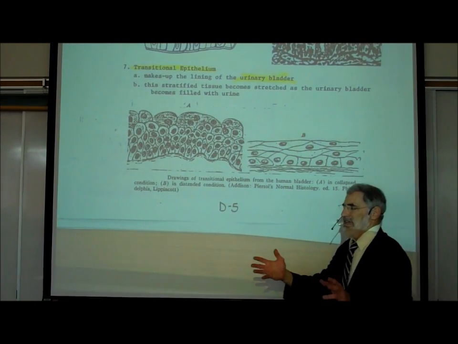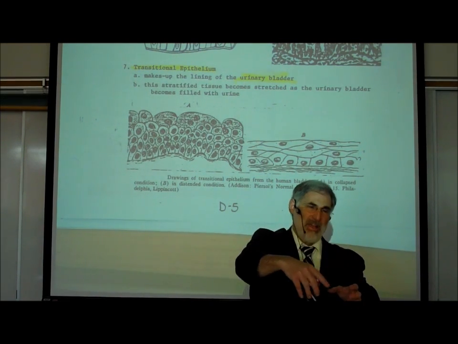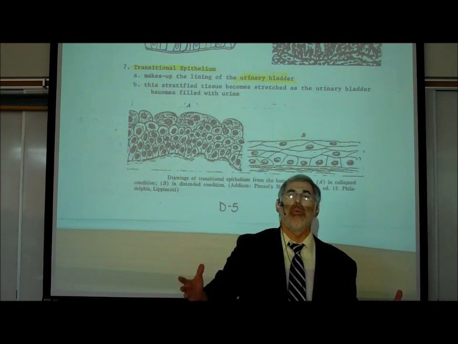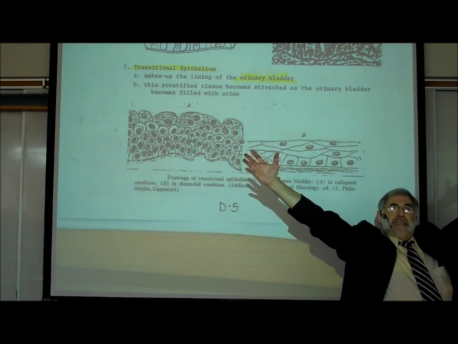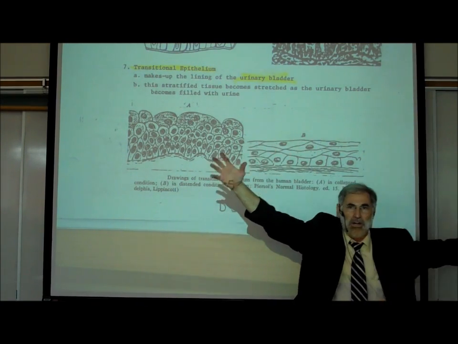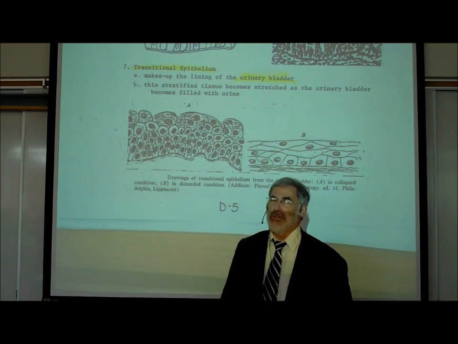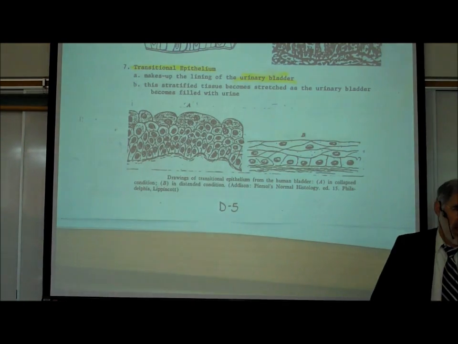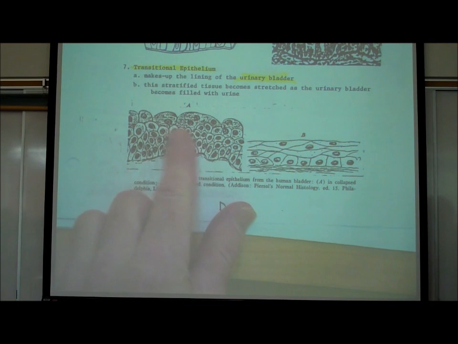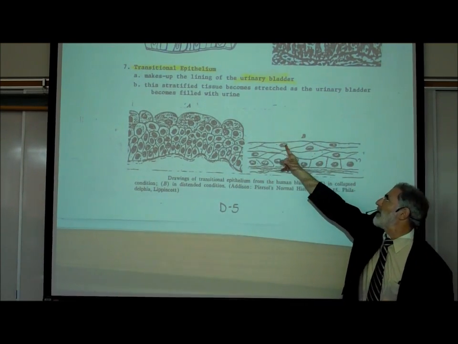Think about this. If you had a balloon and you started filling it with water, as you fill the balloon with more and more water, what's happening to the wall of the balloon? You're stretching it. It's being stretched as you fill it with more and more water. As the urinary bladder, this sac that holds urine, fills up with more and more urine, it stretches the wall of the bladder. And on the inner lining, when the bladder is empty, it looks like this. And when it's full, it looks like this. Notice the cells get stretched.